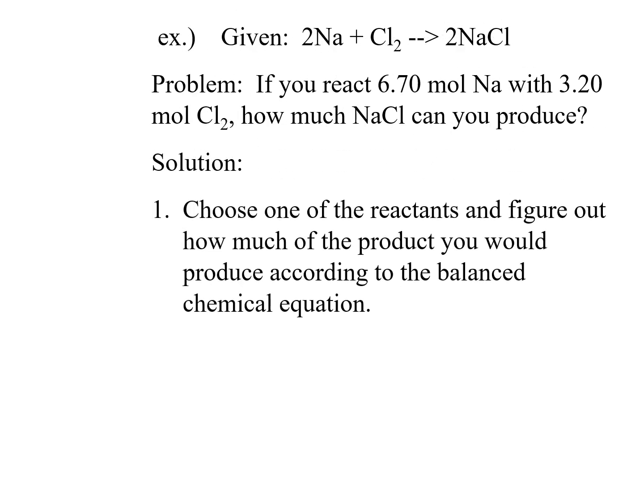So to solve this problem, I'm going to choose one of those reactants. It doesn't matter which one I choose first. I could choose the Na first. I could choose the Cl2 first. Doesn't matter, but I'm going to choose one of those reactants first, and I'm going to figure out how many moles of product, NaCl, I could produce from it. All right, so let's use the 6.7 moles of Na. Let's use that one first, since it is the first given in our problem. So we're going to set up a mole-to-mole problem.